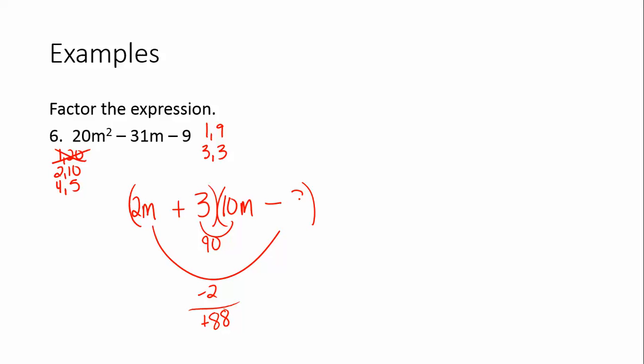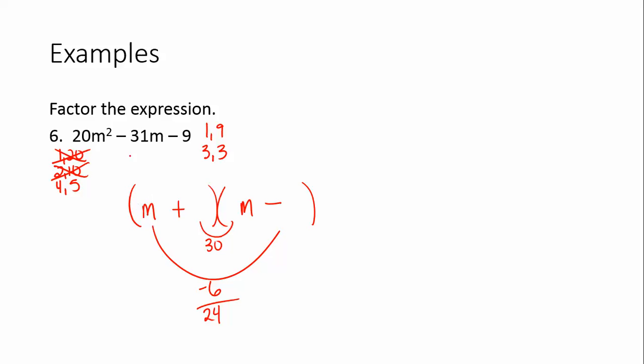Let's try them with 3 and 3. It looks like we're getting a little closer here. 3 times 10 is 30. 2 times negative 3, that's negative 6. That's 24. We need a negative 31. So with 2 and 10, we've tried 1 and 9 and 3 and 3. Again, it doesn't do me any good to switch these 3's places. So that means that the factor 2 and 10 didn't work either.